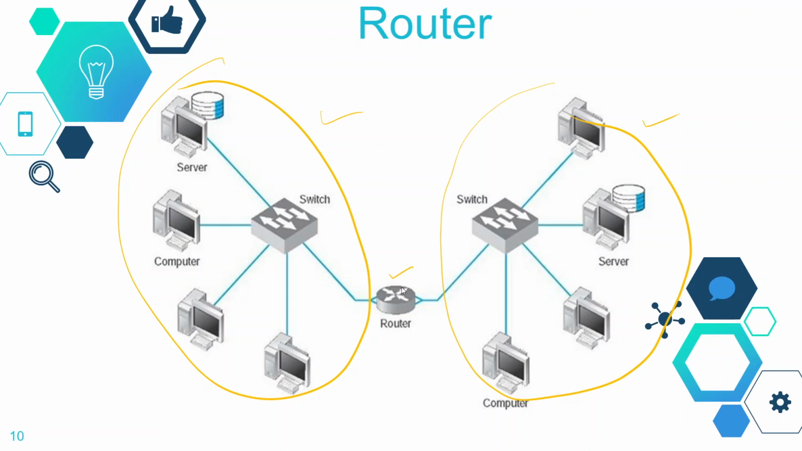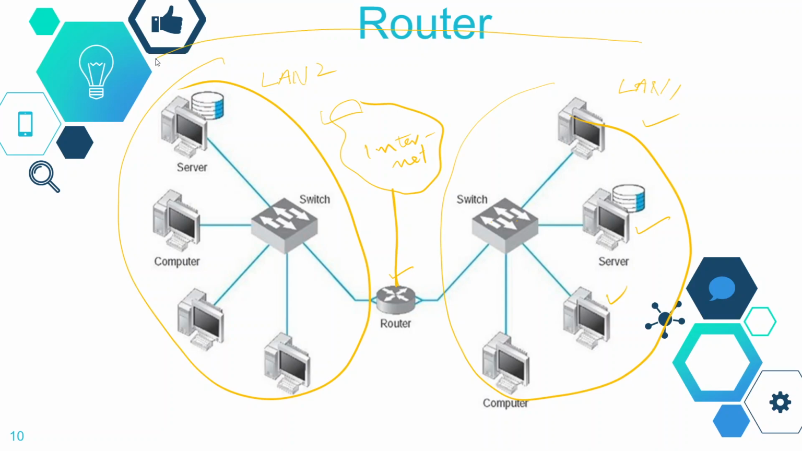And again, let's suppose if any of these computers wants to communicate to the internet, with this switch or with this switch we cannot access the internet. Again, we need this router to access the internet. So in order to communicate between different LANs, let's suppose this is LAN 1, this is LAN 2, or to access the internet, we need the router.